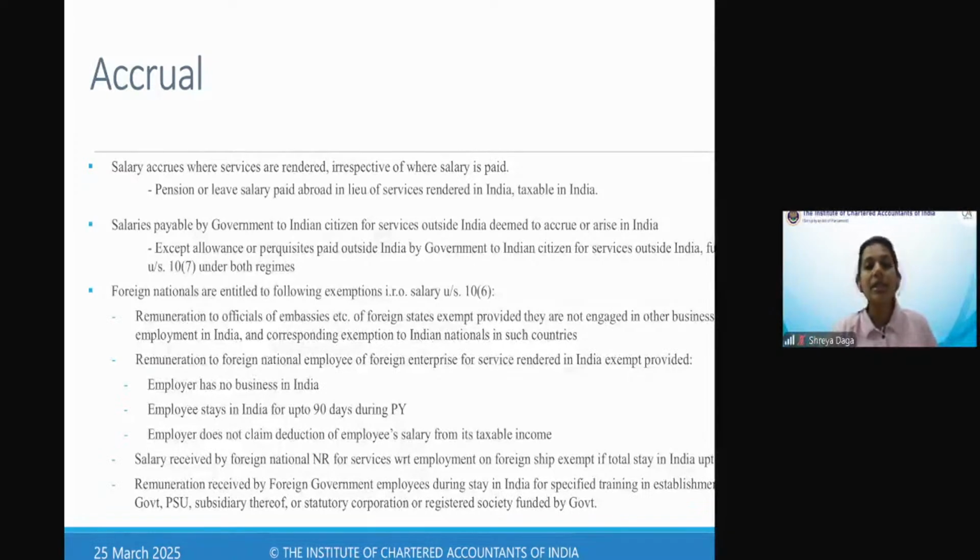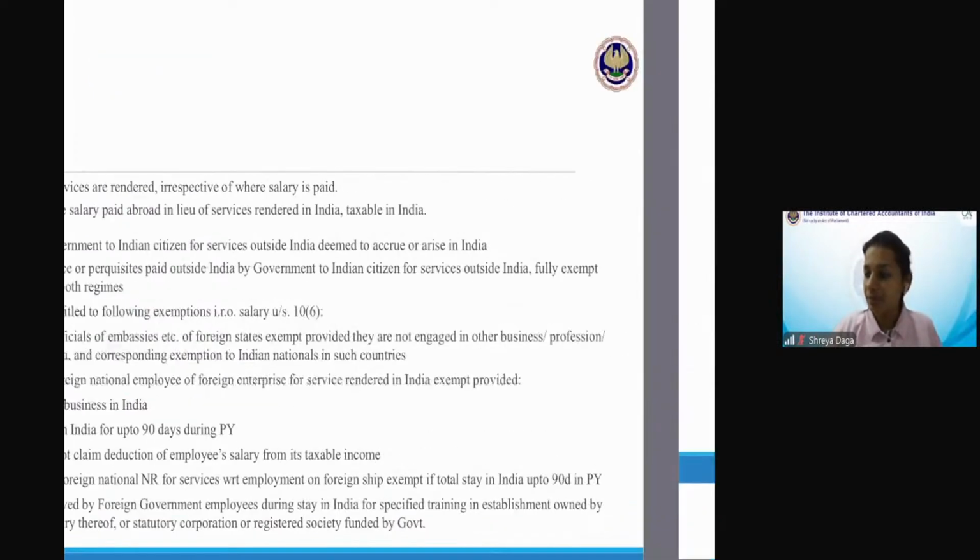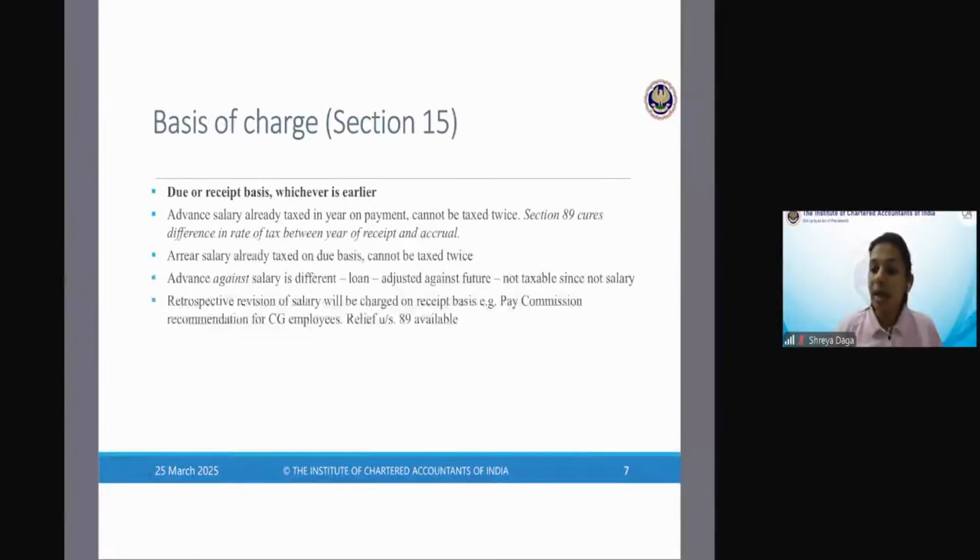But in certain cases, there were deeming rules that salary, if it is paid by the government to an Indian citizen for services provided outside India, normally the service is outside India. It should not have accrued in India. But this will be deemed to accrue or arise in India, except any allowances and perquisites paid to such employee. Similarly, there was something about foreign nationals. We did a sum on this also. And even in your quiz, in the last class, your ma'am had spoken about this, right?